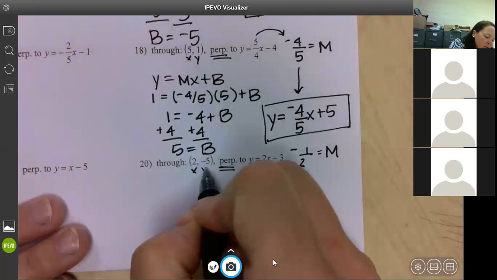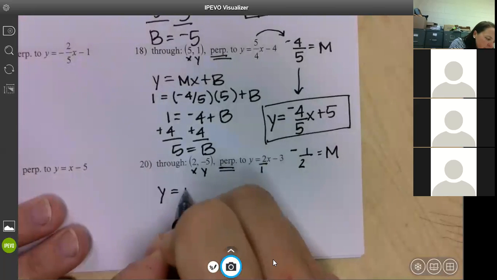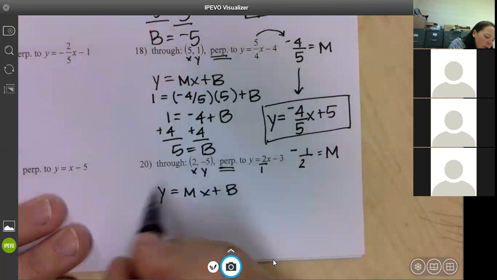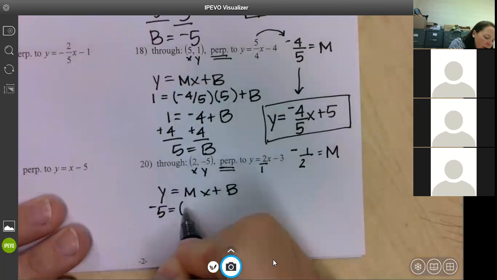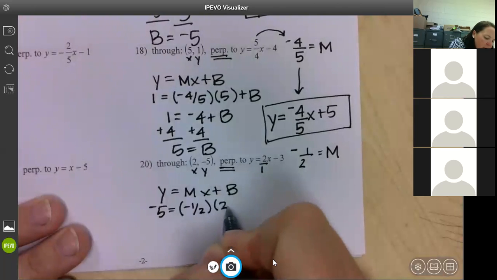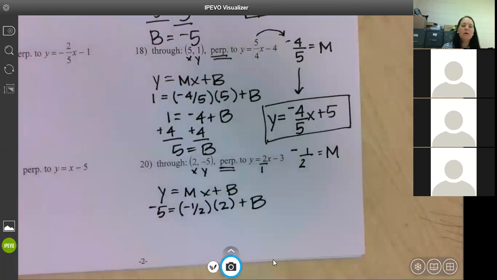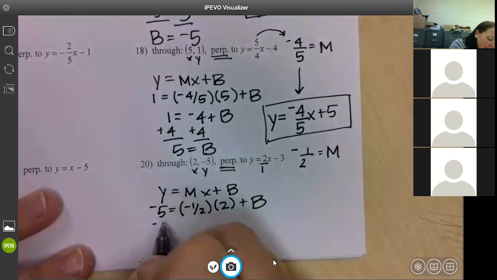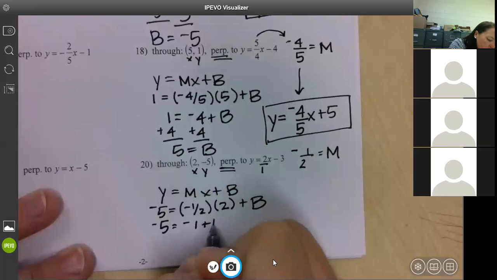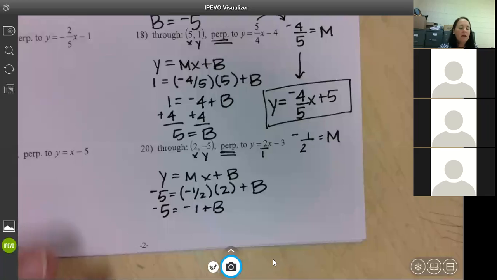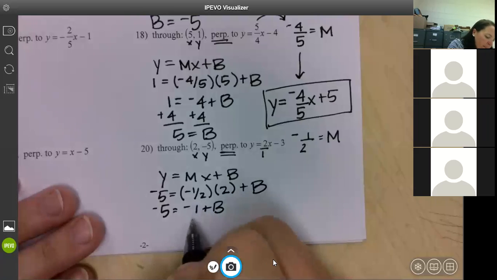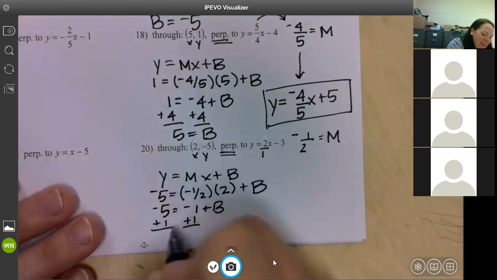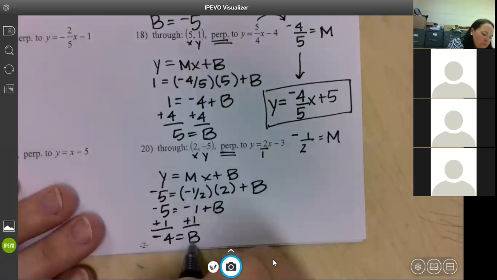This is our x, this is our y. Our y is -5. Our new m is -1/2. Our x is 2. And then we have plus b. Half of 2 is 1. Negative times a positive makes a -1. Again, if you have to use your calculator, use your calculator. How do I finish solving? Add 1, which gives me -4 equals b.